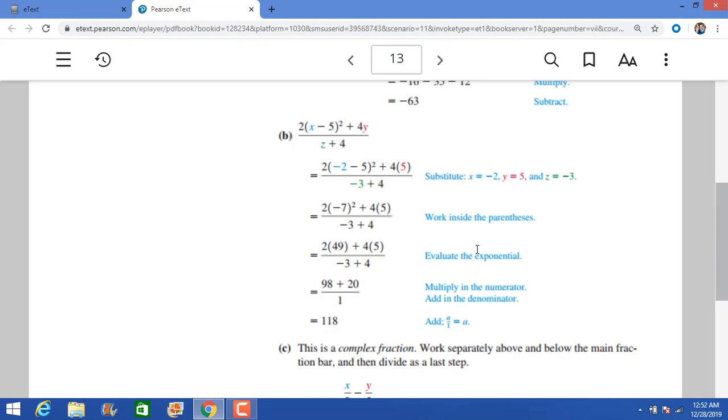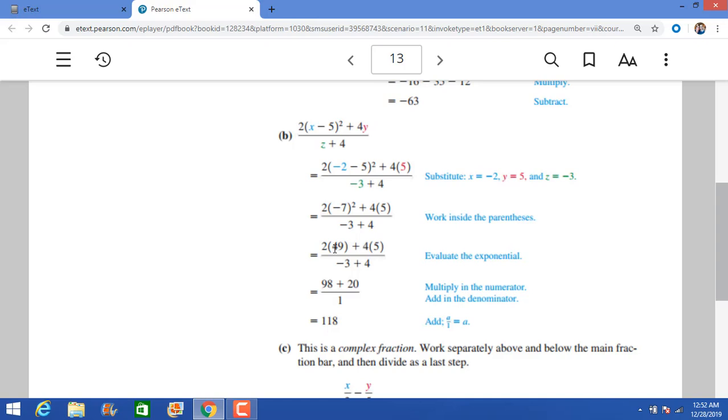If we look at this, that's exactly what we're going to do. We plug in the values: negative 2, 5, and negative 3. And then we use our order of operations to solve. So this negative 2 minus 5 gives negative 7, so it becomes negative 7 squared. This becomes just 4 times 5, and this becomes negative 3 plus 4. Now we're going to solve the exponents. This is going to give us 49.